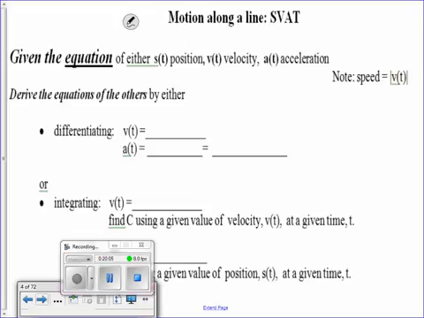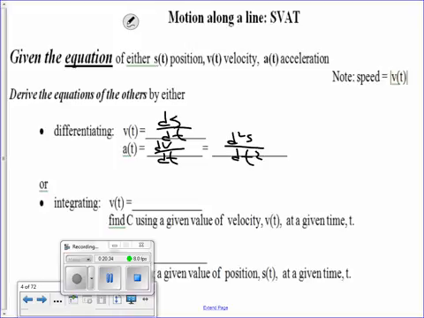So if you want to differentiate, what is v of t the derivative of? Position. What about acceleration? What's that the derivative of? Yeah, that's the derivative of velocity. And since it's the first derivative of velocity, and velocity is the derivative of position, it's also the second derivative of position.